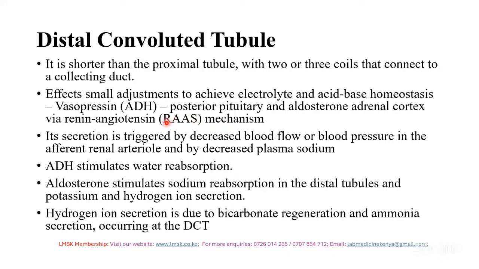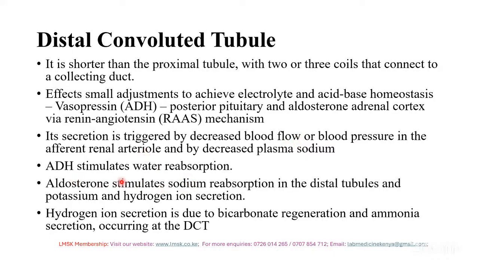And also through the RAS, or the renin angiotensin aldosterone system. So all these things are put together in the RAS system, which is a negative and positive feedback mechanism. We should be able to look at it. Now, secretion is triggered by decreased blood flow or blood pressure in the afferent renal arteriole, and decreased by plasma sodium. So sodium metabolism and sodium balance happens. If it's too much, then the hormone aldosterone is created to control its secretion or reabsorption, like that.